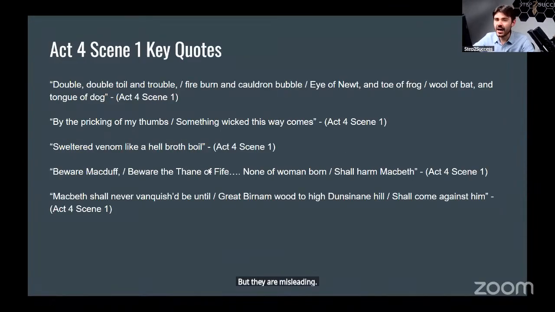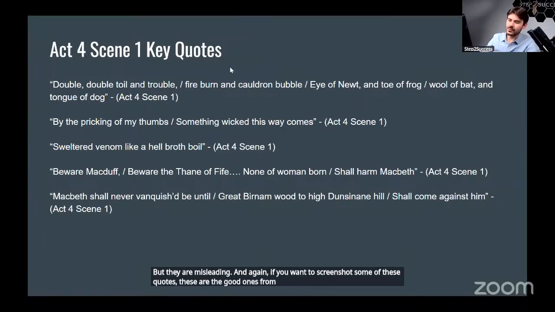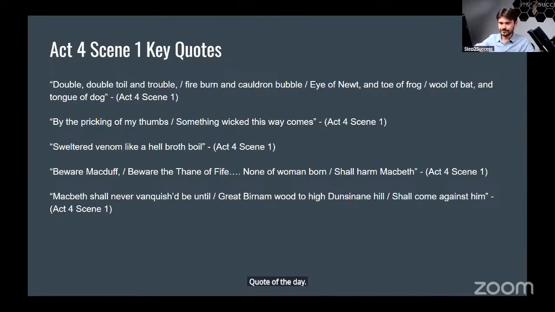And again, if you want to screenshot some of these quotes, these are the good ones from Act 4, Scene 1, and I'll give you a few seconds to do this, and then we'll go through our final quote of the day. Okay, again, if you haven't got these and you want them, put it in the chat and I will go back.